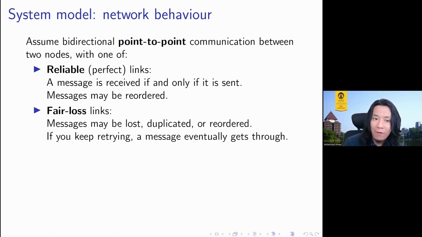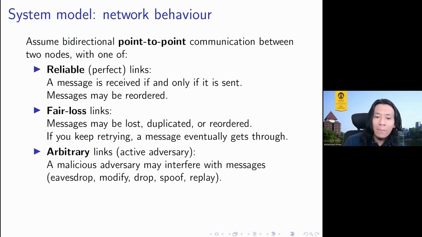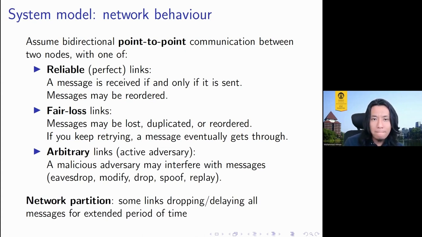The second one, we can have a wireless link, the fair loss link. A message may be lost, but if you try to resend the message, eventually it will get through. Probably the first attempt will fail, but the second one will go through. Well, we still can have this kind of scenario, right? The third one, arbitrary links. It can be reliable, it can be fair loss, but what if it is not safe? A malicious adversary may interfere with the message. So these three scenarios can happen and always happen in real-life communication networks. Okay, this is the network behavior.